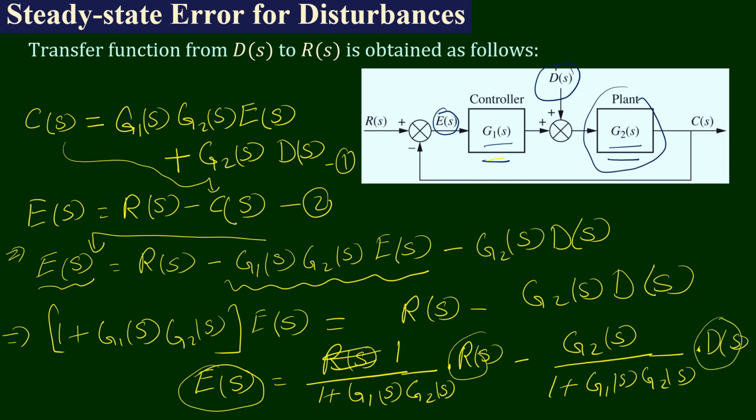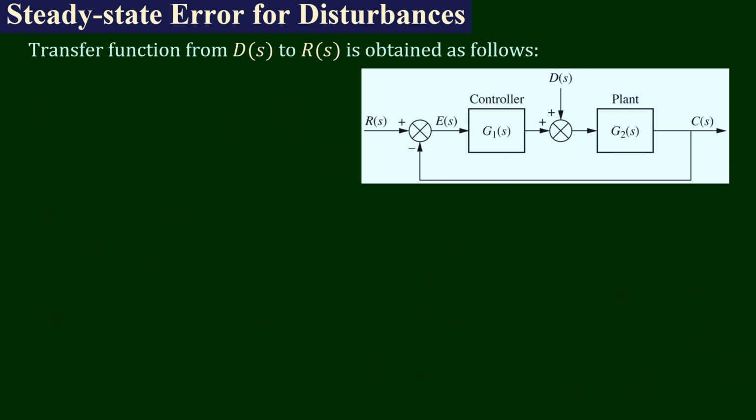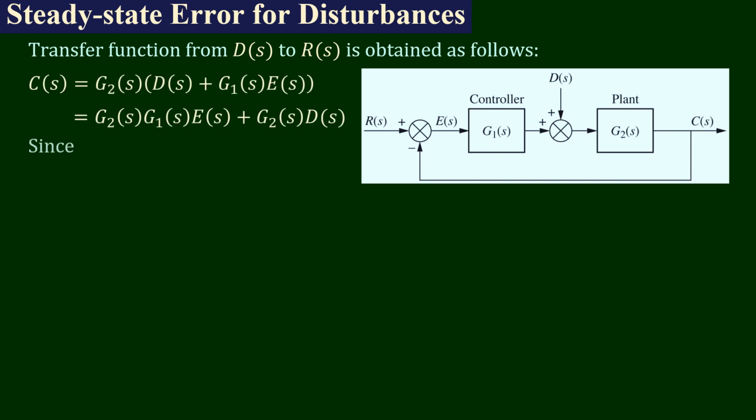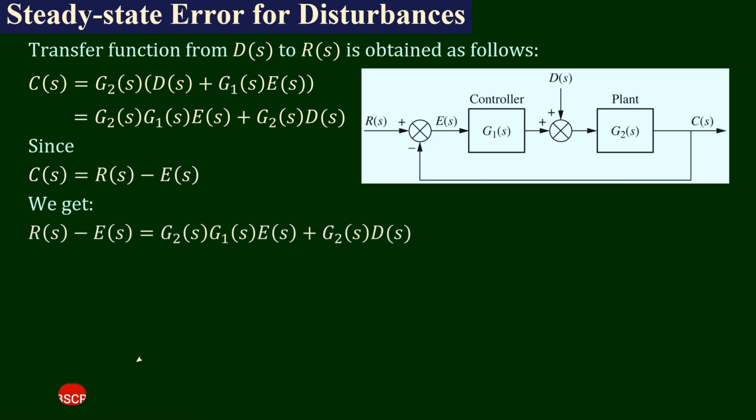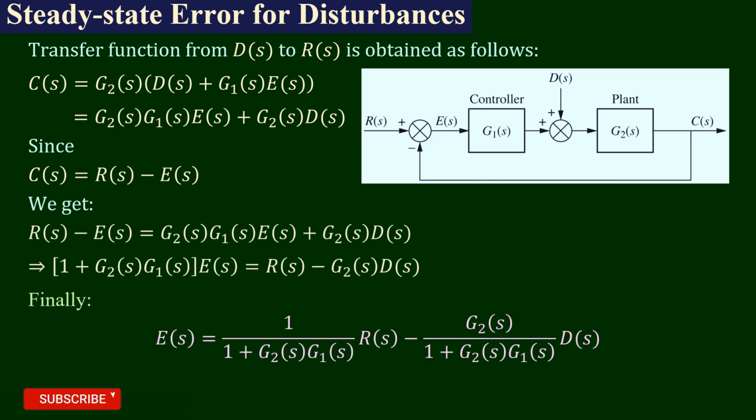So here it is clear that D(s) has an effect on E(s), and this in detail we will be studying in the next slides. Here the typed version of the solution is somehow like this. We write all those equations again, insert, and at the end we get this relationship. So this means E(s) is affected by R(s) and D(s). On the next slide we discuss what will happen to them in the steady state.